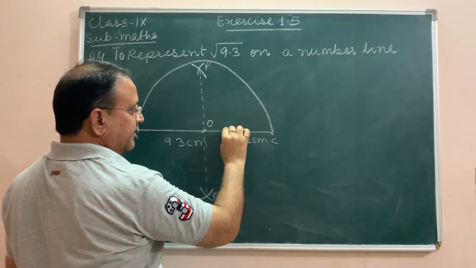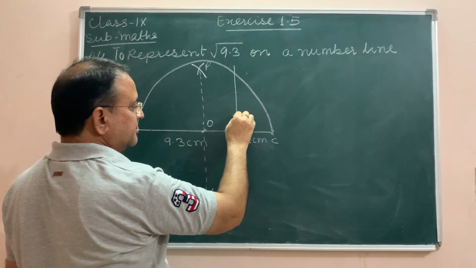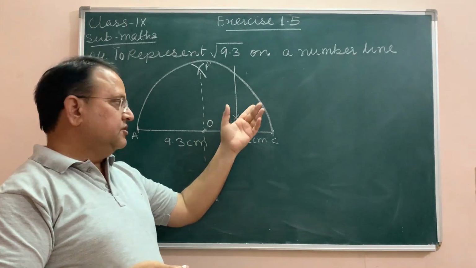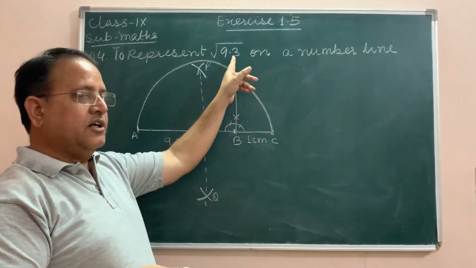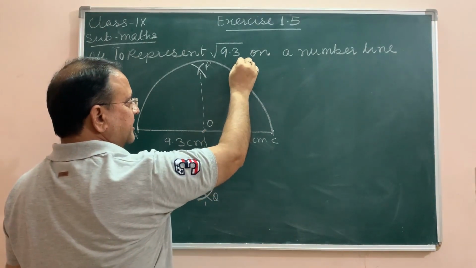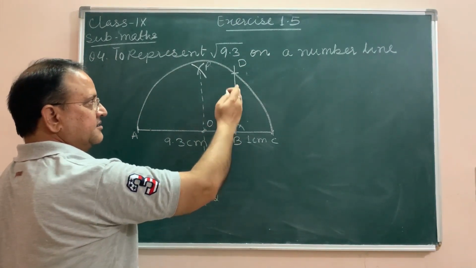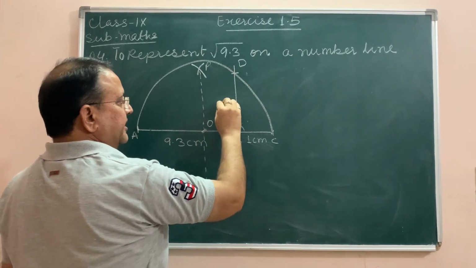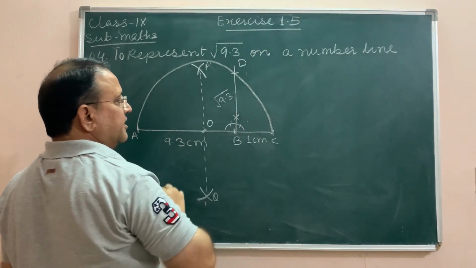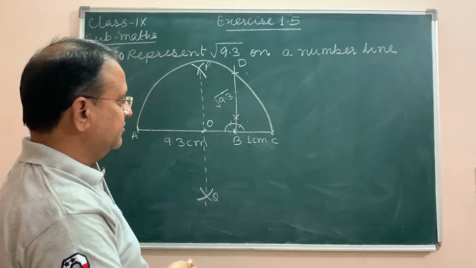Now what we have to do? Now on point B, we have to draw a perpendicular. You can draw in both the ways, either with the help of compass or with the help of protractor. So on this point B, we have to draw a perpendicular. Suppose this perpendicular intersects the semicircle at point D. So length of BD is equal to square root 9.3. How it is 9.3? We will check it soon after the construction is over.